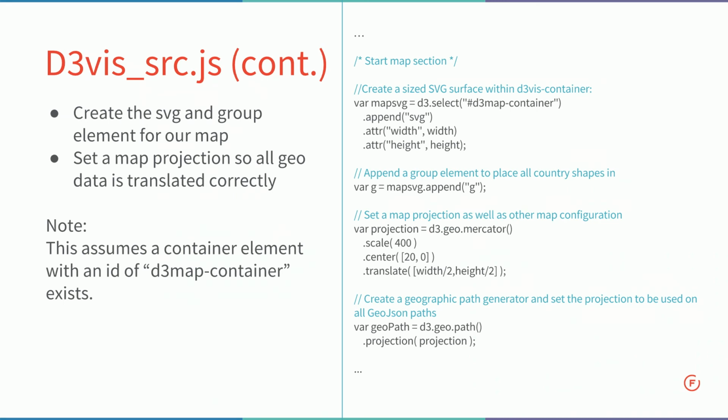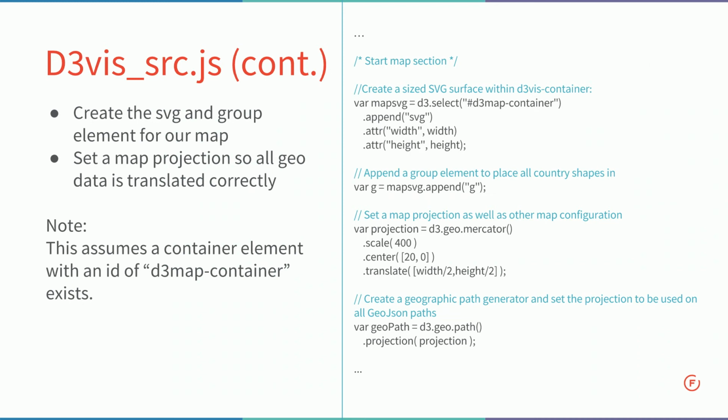Right? So this is still cascading from the previous example that we just looked at. We're still using the same container, just appending another container inside of the existing block container. So now we're going to append another SVG element, and this one will have an ID of D3 map container. We're going to use some grouping here, because we're going to append all the shapes inside of a group now.